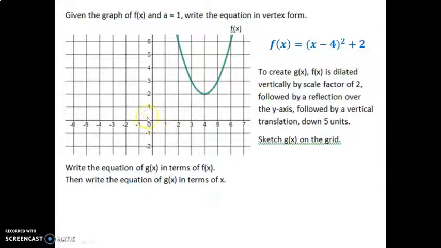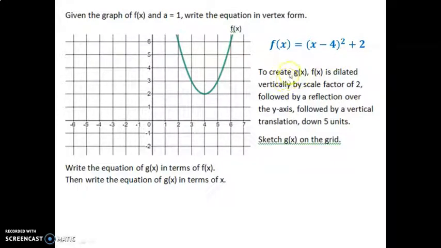Imagine you began with a parabola that sits at 0, 0, with the vertex at 0, 0, and then you had to create this one. Well, you would move it over 4 units and up 2. And that's what we see here. Over 4 units, up 2. Vertex form and transformations are connected.